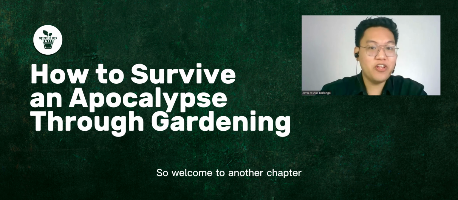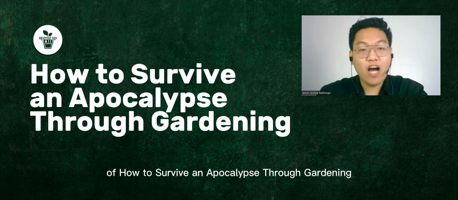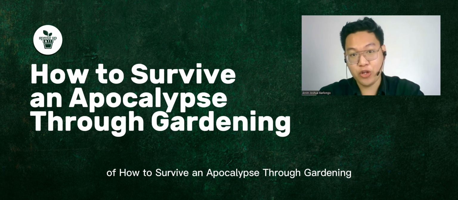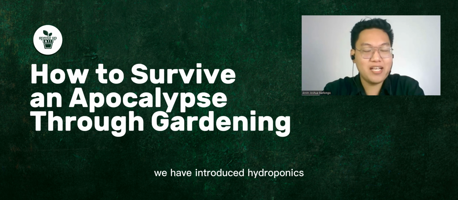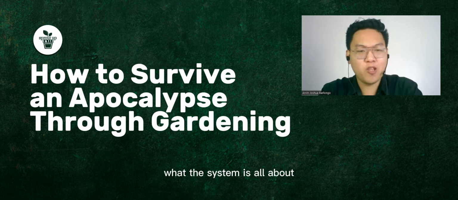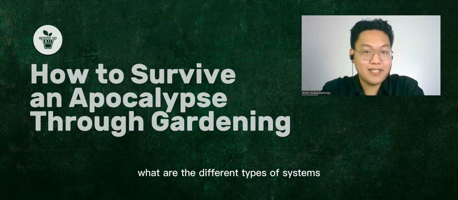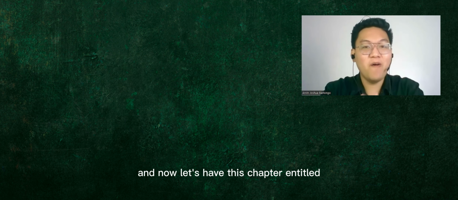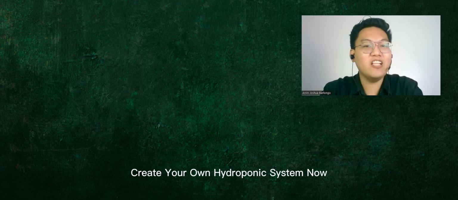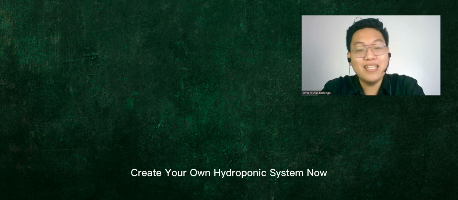So, welcome to another chapter of how to survive an apocalypse through gardening. In the last chapter, we introduced hydroponics, what the system is all about, and what the different types of systems are that you can create. And now, let's have this chapter entitled Create Your Own Hydroponic System Now.